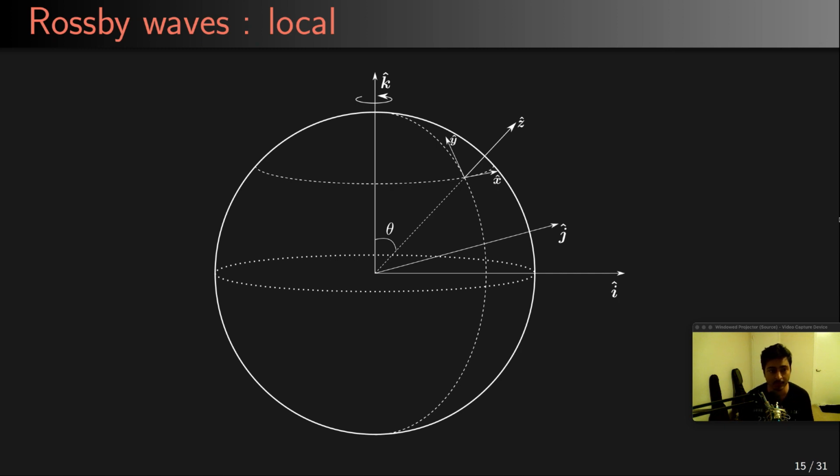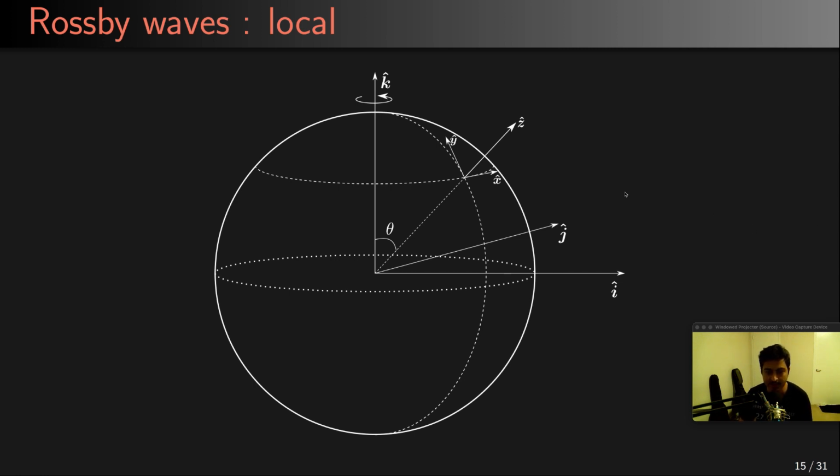Moving on to Rossby waves. Now, Rossby waves satisfy more or less the same equation as inertial waves, and traditionally they have been analyzed using a local analysis, where basically what you do is you take a local coordinate system using x, y, and z, where z is along the radius, x is along longitude, y is along latitude, or rather against colatitude, so y is northwards.